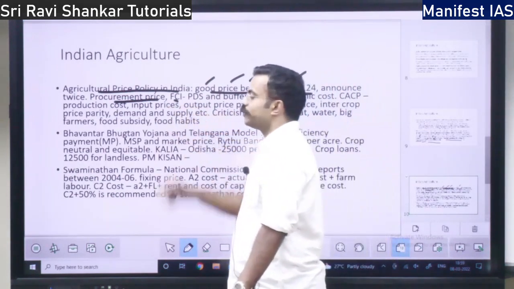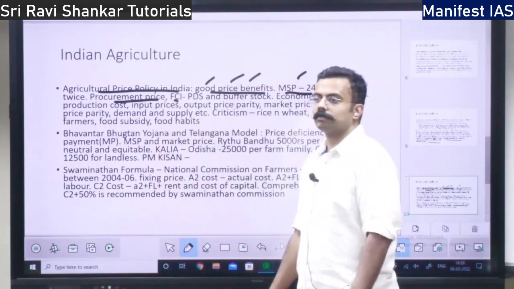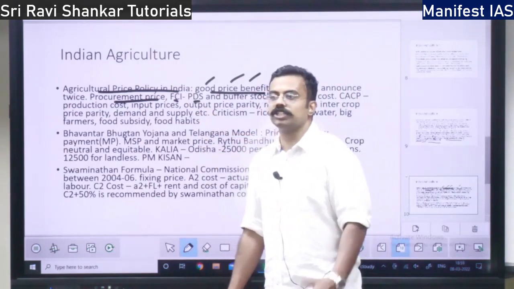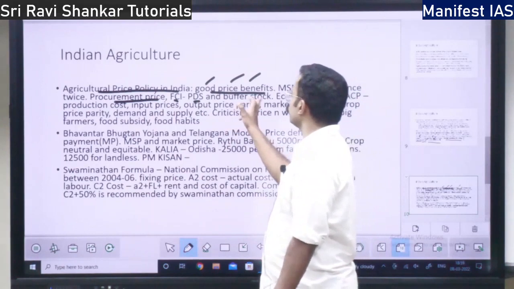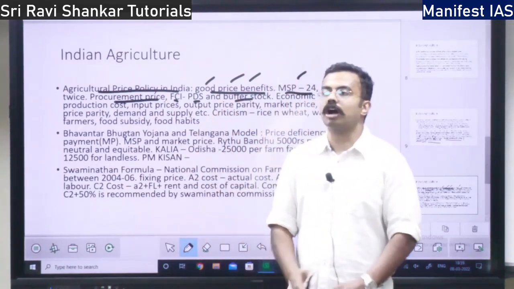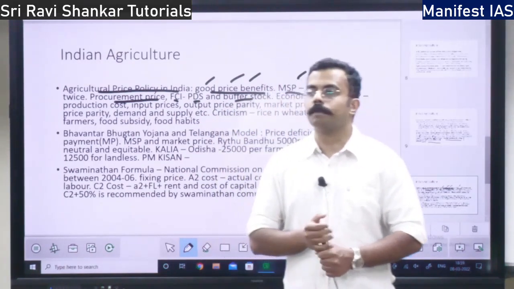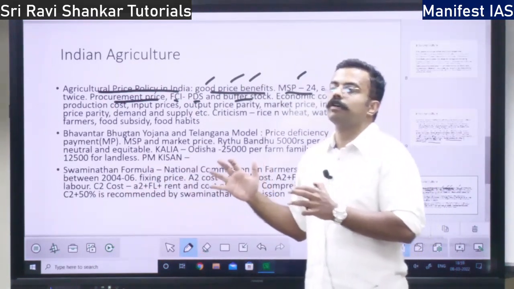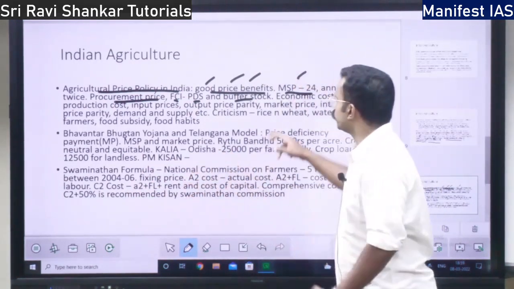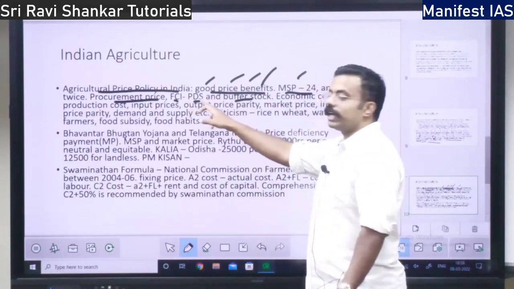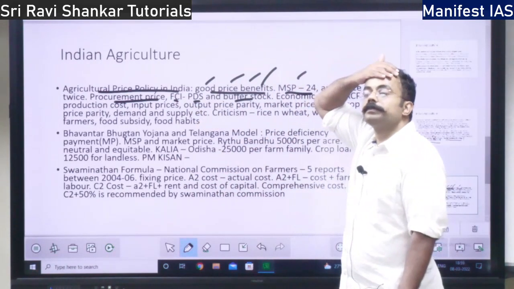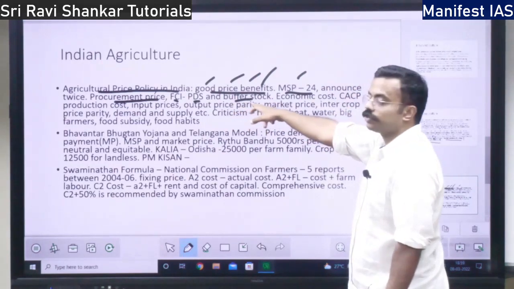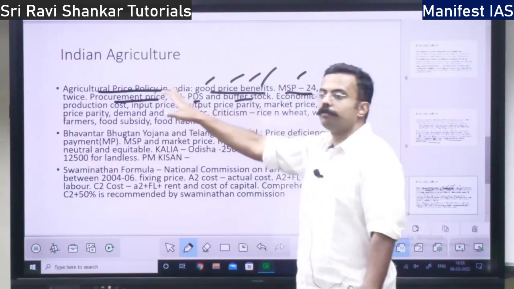So why does FCI procure the food grains? One is the public distribution system, for the ration shop rations. Next, it procures to provide buffer stock. Buffer stock means what? To hold the stock of food grains. The Food Corporation of India is going to procure food grains.